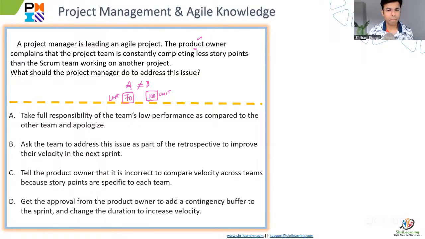No, it's not just numbers, right? We don't know what phases. The question doesn't give you more understanding on which phase they are, any new changes, complexity, team members, size of team members. Nothing is described. Just blindly comparing two teams. Okay, so your answer goes with C. Yes. Tell the product owner that it is incorrect to compare velocity across teams because story points are specific to each team.